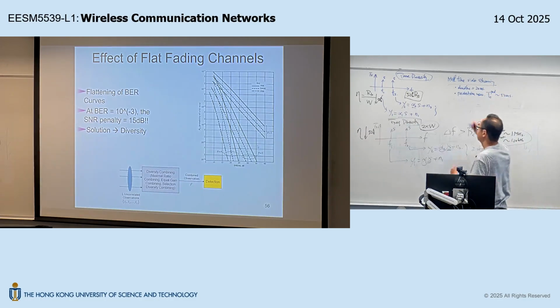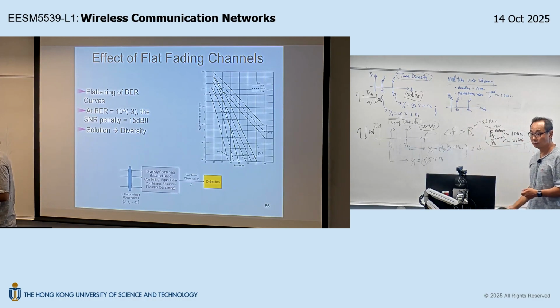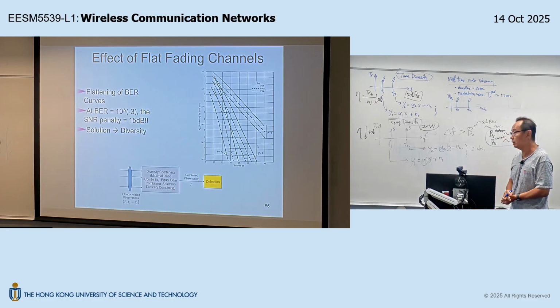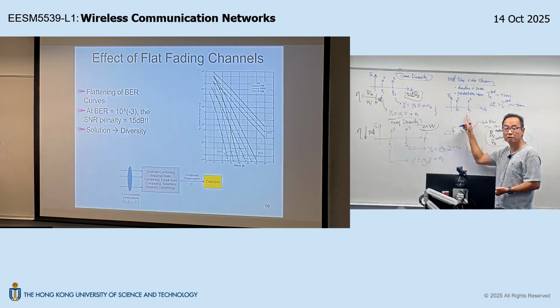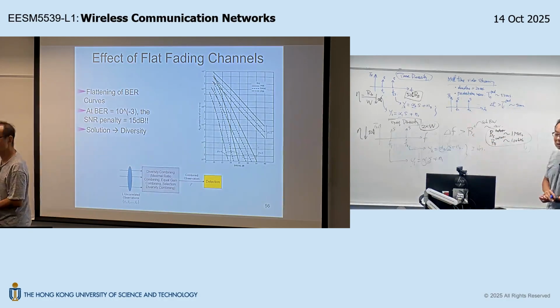Why? If this is a transmitter, for time diversity, I need to send the same symbol 2 times, right? And in order for that to be a diversity observation, the time separation needs to be larger than what? The coherence time, right? So that means at least 50 milliseconds. So these 2 transmissions need to be separated by at least 50 milliseconds.